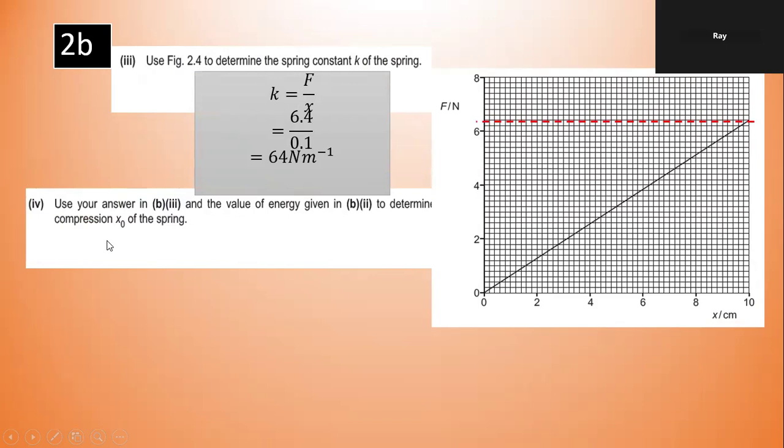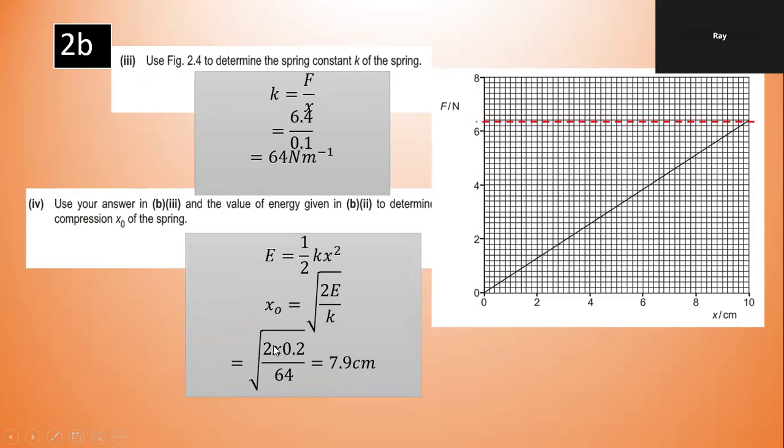Use your answer in B part 3 and the value of energy given to determine the compression x naught of the spring. What's your answer? 0.08. Basically getting you to memorize the formula, half kx squared. So that's your x naught. Cross multiply, take k down, and square root it to get x naught. Put in your value, 2 times 0.2, k is 64. Okay.